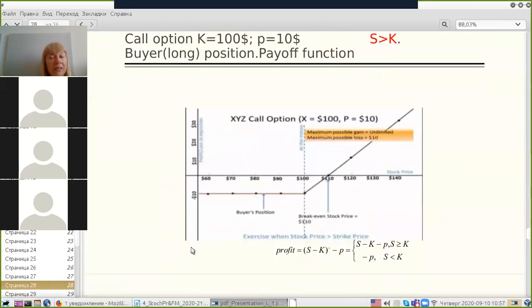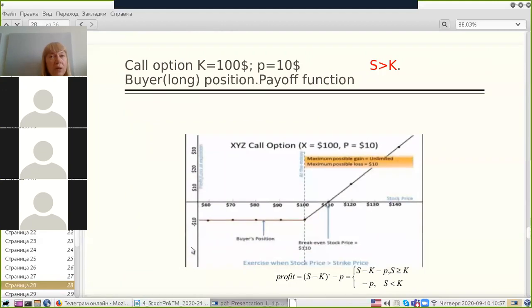And this graph, you remember how this graph looked for the forward contract, and what is the difference between the option contract. You see that this line is horizontal from this K. K is the strike price. So it can be written mathematically as (S minus K) with plus, minus P.